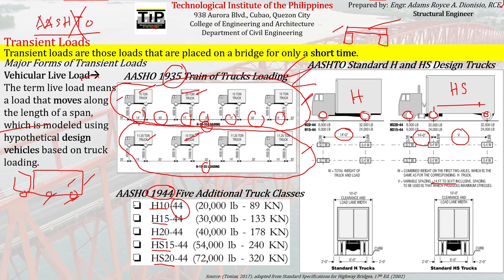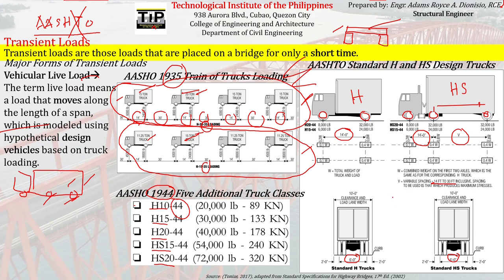Okay? Tapos, sa pagtitignan mo sila sa rear view, ito yung distance ng mga wheel niya. For each truck, 6 feet. For HS trucks, 6 feet pa rin naman. Parehas lang din naman. Okay.